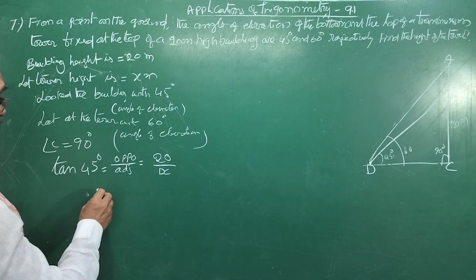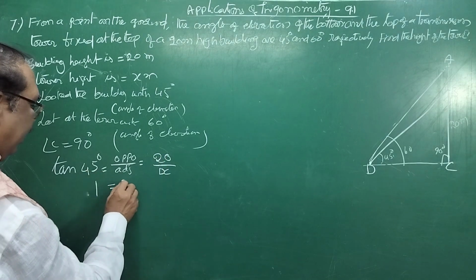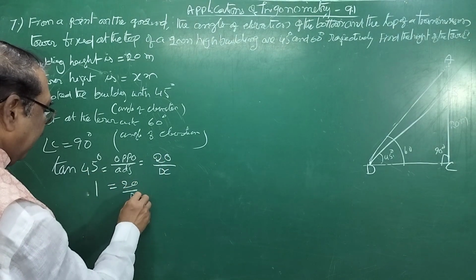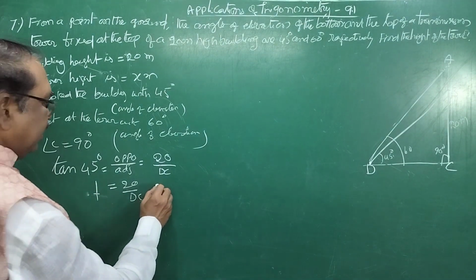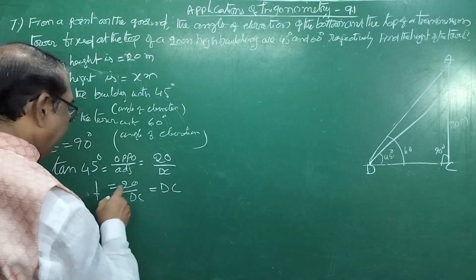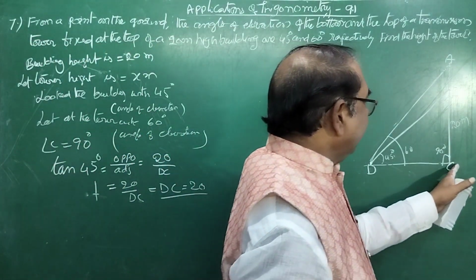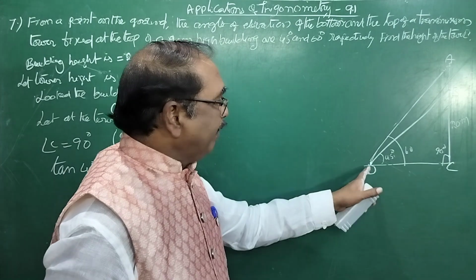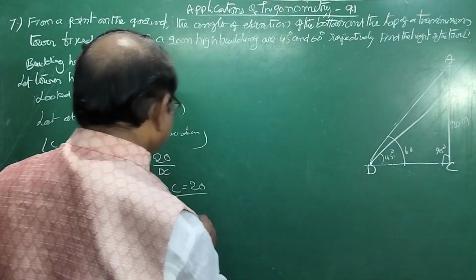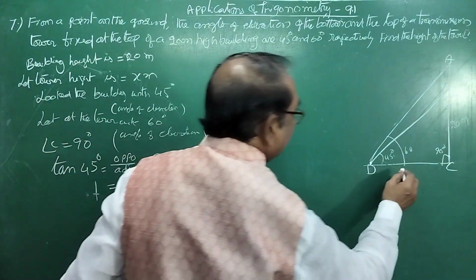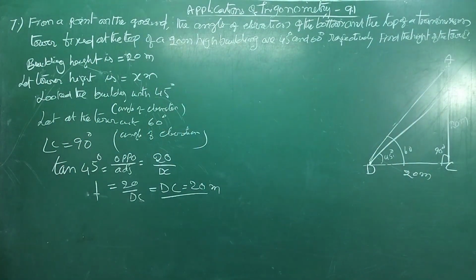Now tan 45 degrees is 1. So 1 equals 20 by DC. Cross multiplying, DC into 1 is equal to 1 into 20. DC is equal to 20. The distance from the point of elevation to the building is 20 meters. Let us write 20 meters.